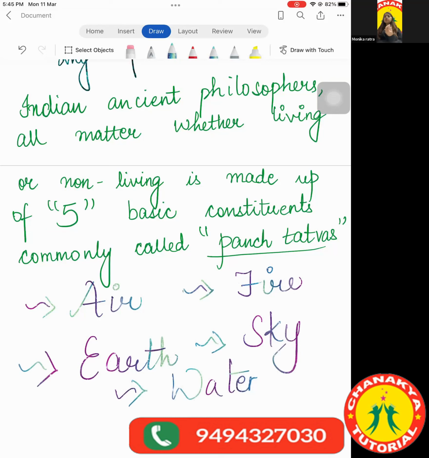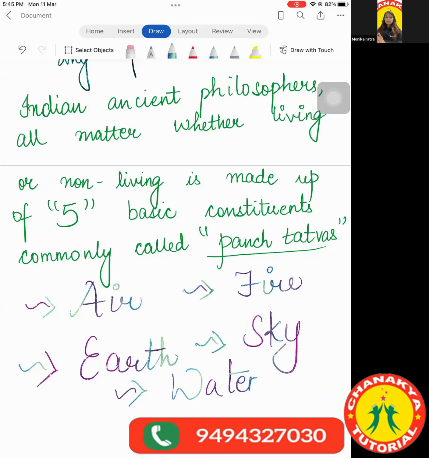This is a very basic line which was given in NCERT also, which we tend to miss out. But it's very important. Why? Because sometimes they ask an MCQ from this particular part, that they give you five to six different substances and ask if this is the Panch Tattva or not. So these are the only five things: air, fire, water, sky, and earth, which overall make up the matter. This was the initial definition which was given.